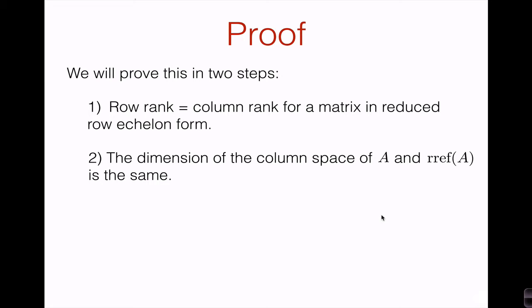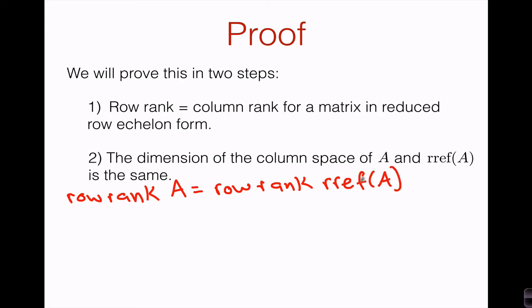The reason is the following. The row rank of a matrix A is equal to the row rank of the reduced row echelon form of A. Remember, this is true because we saw that doing elementary row operations didn't change the row space of a matrix. So the row space of A is the same as the row space of its reduced row echelon form, and therefore the dimension of these two spaces is the same as well.